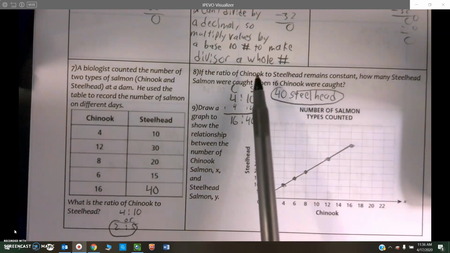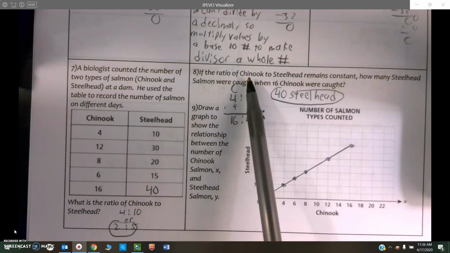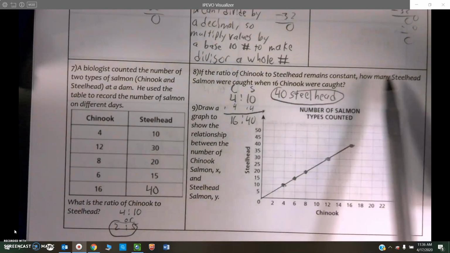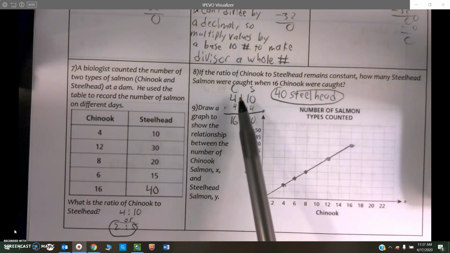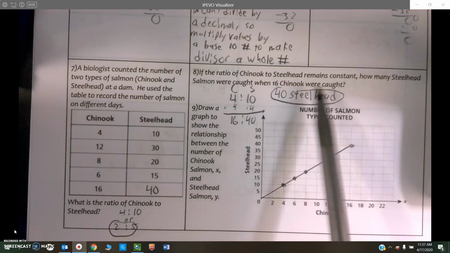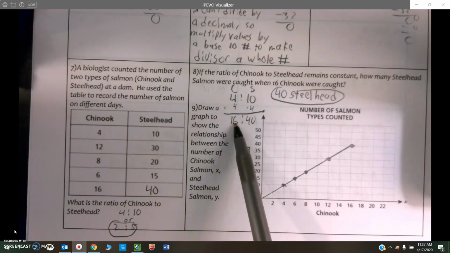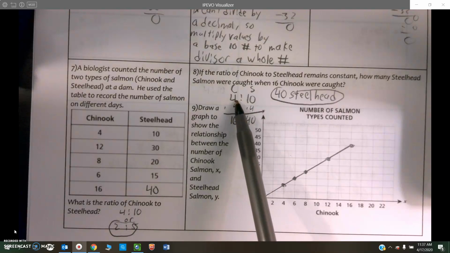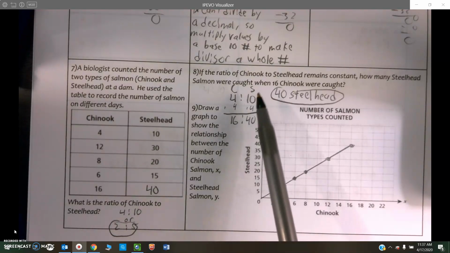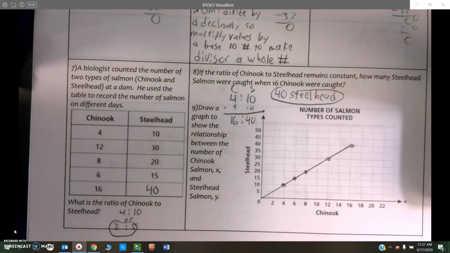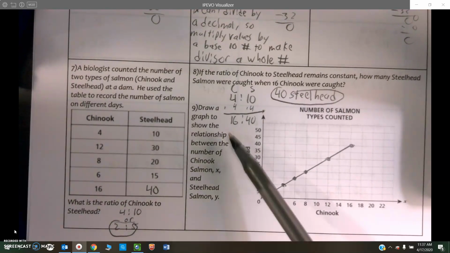Now here, they want us to scale up. So if the ratio of Chinook to steelhead remains constant, how many steelhead salmon are caught when 16 Chinook were caught? So 4 Chinook to 10 steelhead. I'm changing that to 16 Chinook though. To get from 4 to 16, I'd have to quadruple, or multiply that 4 by 4, to get to 16. If the Chinook multiplies by 4, then so must the steelhead, and that would mean there were 40 steelhead caught if there were 16 Chinook caught, is what that ratio shows.